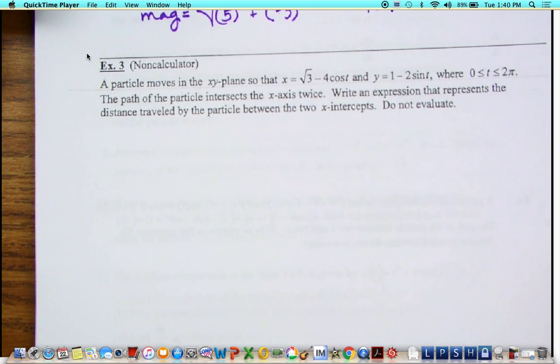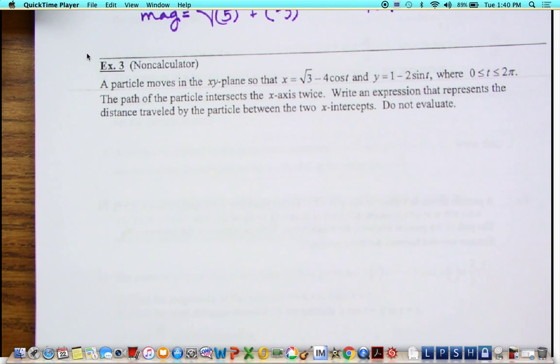Okay, a particle moves in the xy plane so that x is equal to square root of 3 minus 4 cosine t and y equals 1 minus 2 sine t, where t is between 0 and 2 pi. The path of the particle intersects the x-axis twice. Write an expression that represents the distance traveled by the particle between the two intercepts. Do not evaluate. Okay, so let's think about what we're being asked.